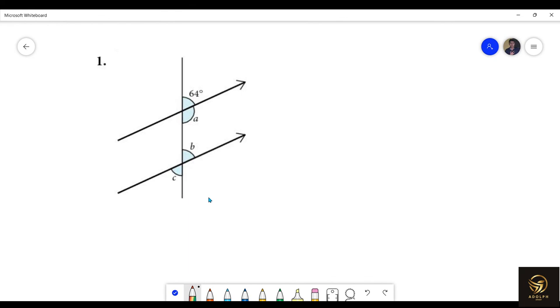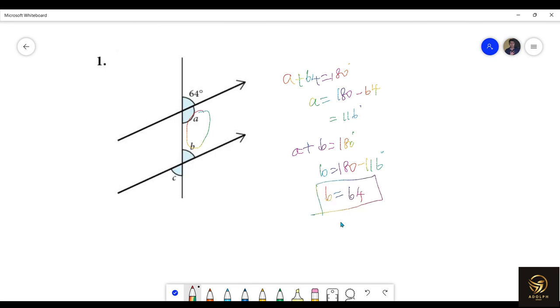In this problem, we can find it in very many ways, but let me tell you all the possibilities. If 64 is the given value and A and 64 are a linear pair, then A plus 64 equals 180, so I can calculate the value of A as 180 minus 64, that is 116. And for the B value, A and B are co-interior, so B plus A will be equal to 180 degrees, so B will be 180 minus 116. I will be getting 64 as the value for B. If I have B as 64, there is one other possibility also, I will tell you how you have to find it.